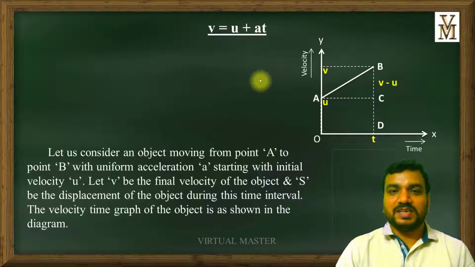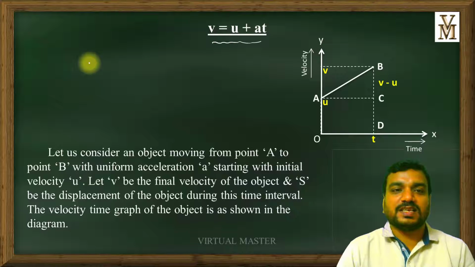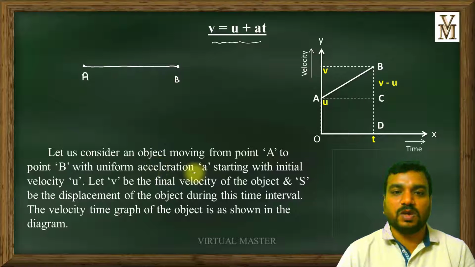Now let us derive the equation V equals U plus AT. To derive this equation, let us consider an object moving from point A to point B. The object is moving from point A to point B with a uniform acceleration, small a.